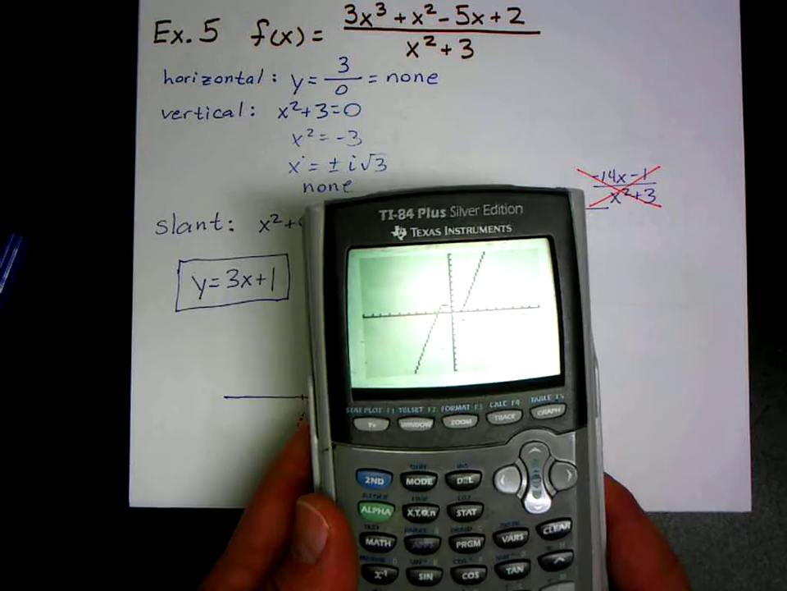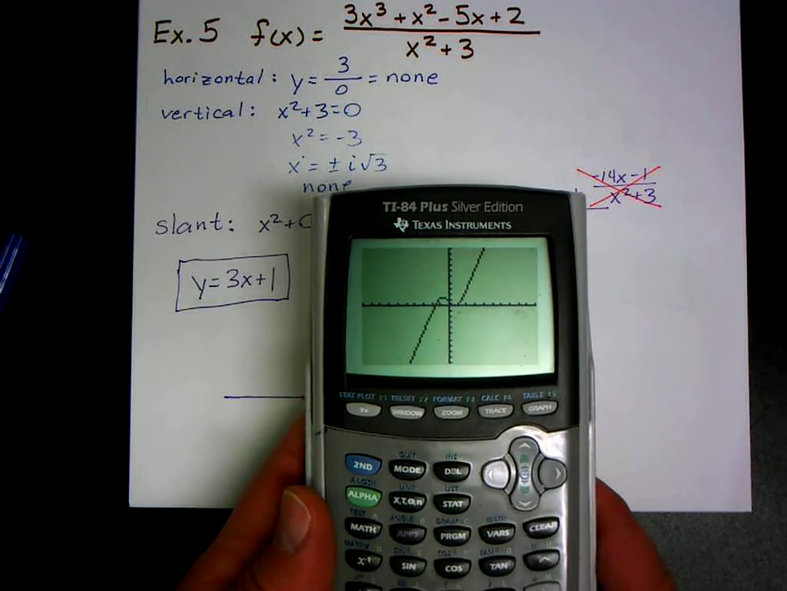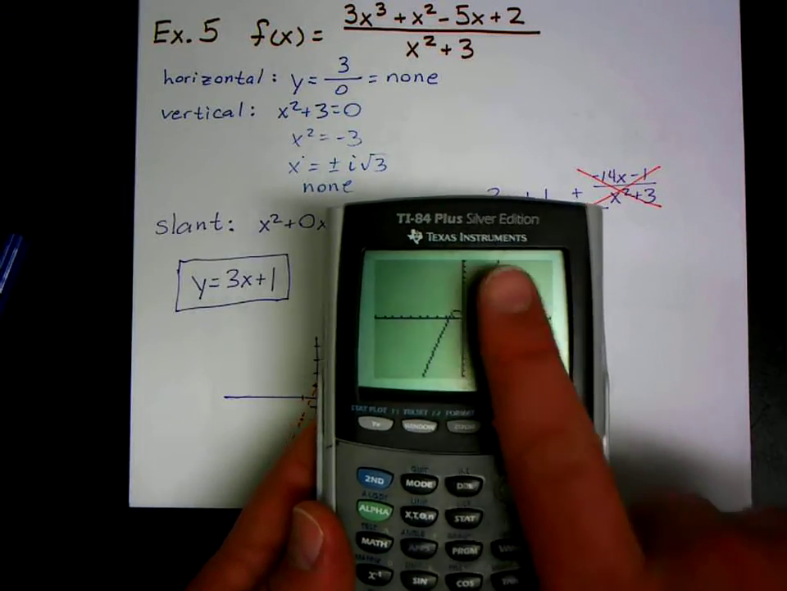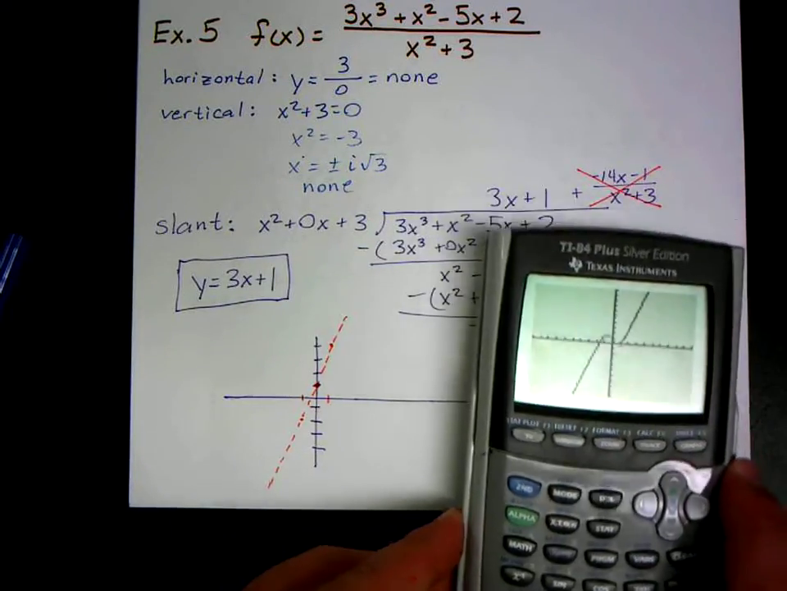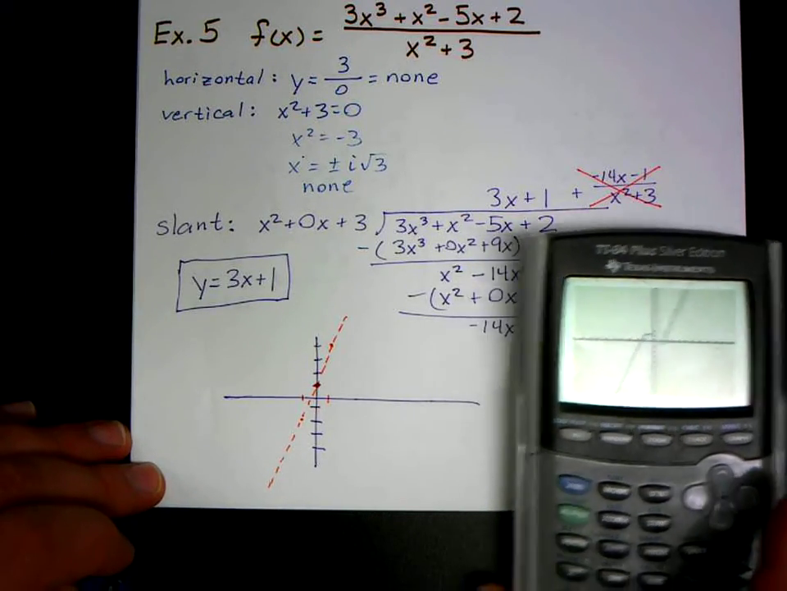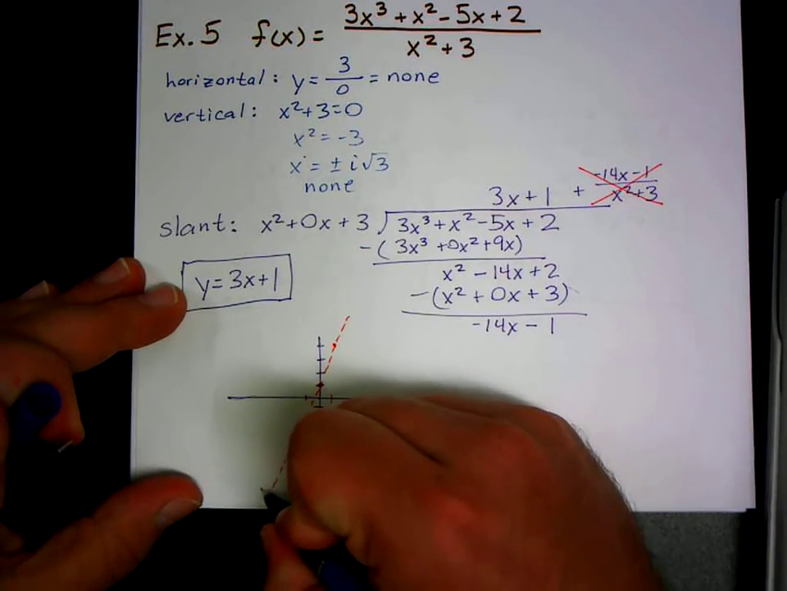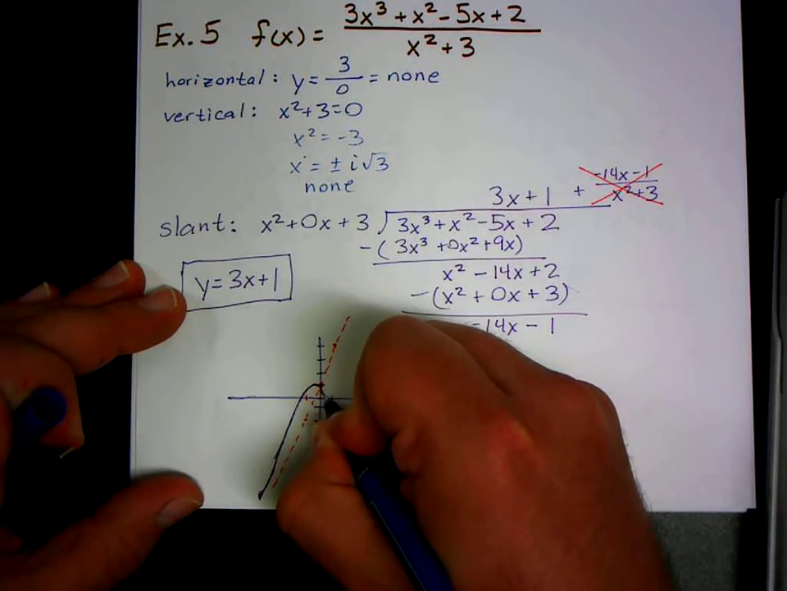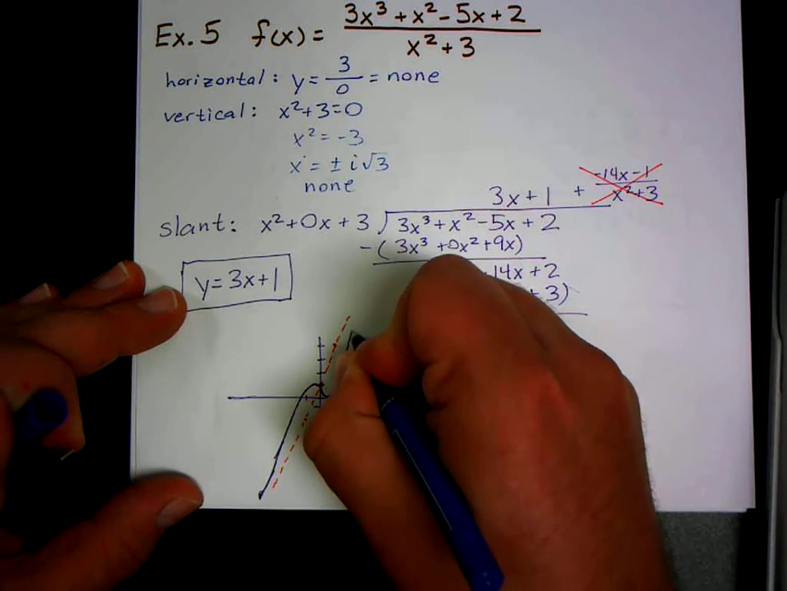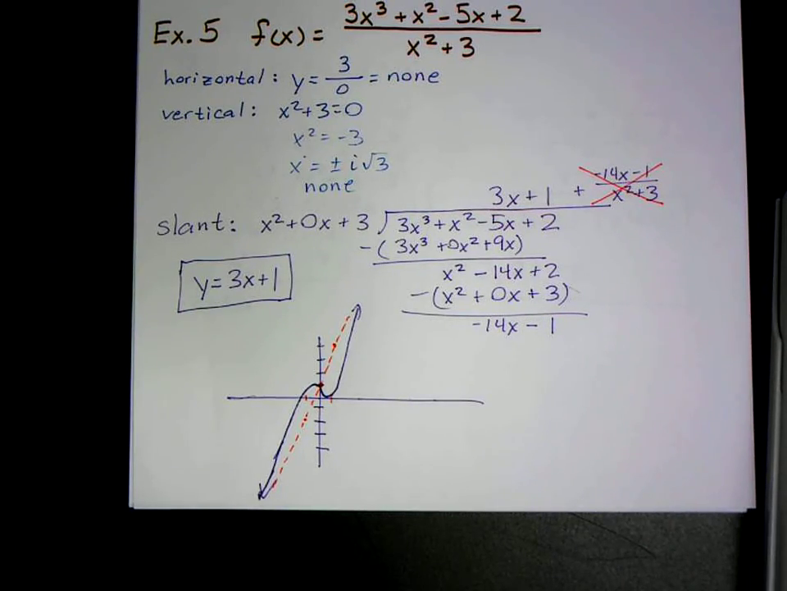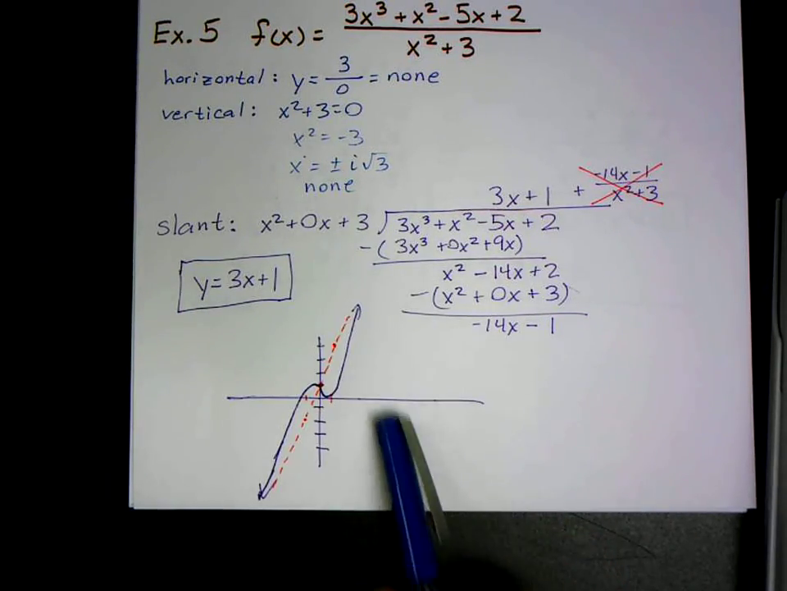Here's what it looks like. It follows the line, then it goes through it, kind of like in an x cubed fashion, and then it follows the line back up. So it's kind of going like this. If there's an imaginary vertical, that means it's none. Yeah, you can't, because you can't graph.